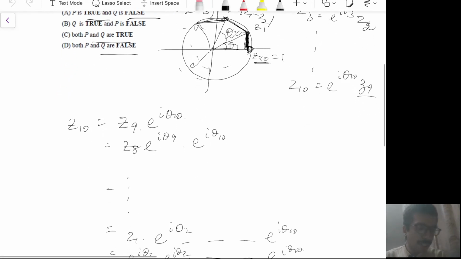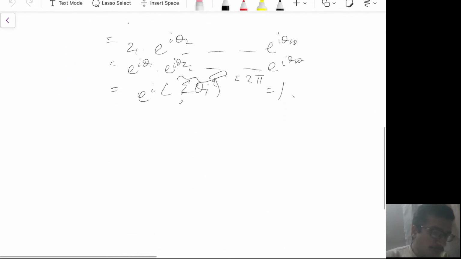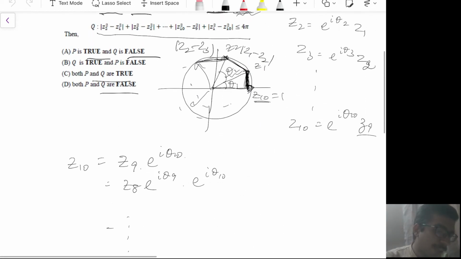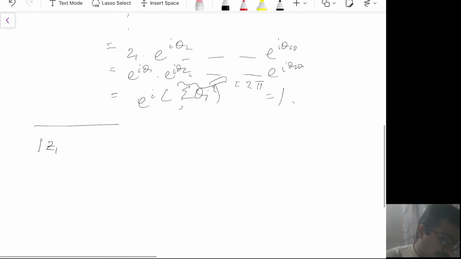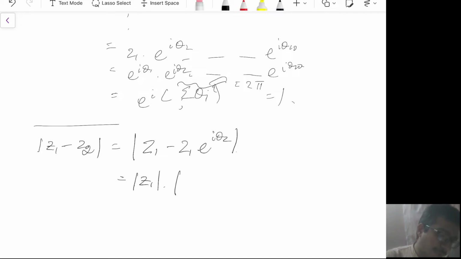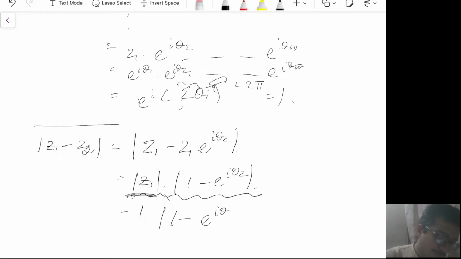Now suppose I look at the chord joining, say, z1 and z2. So mod of z1 minus z2. We know that z2 is going to be z1 times e to the power iota theta 2, and so we have z1 times 1 minus e to the power iota theta 2. Notice that all these points lie on this unit complex circle, so all these mod zi's are going to be 1. And now we have to compute these values.